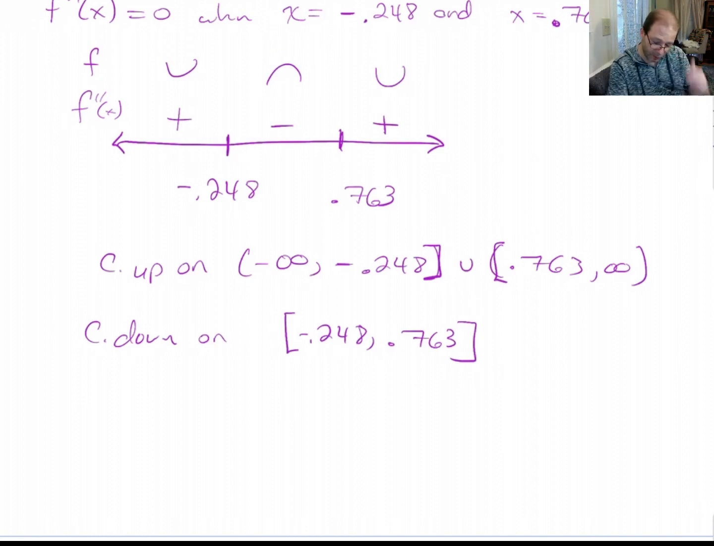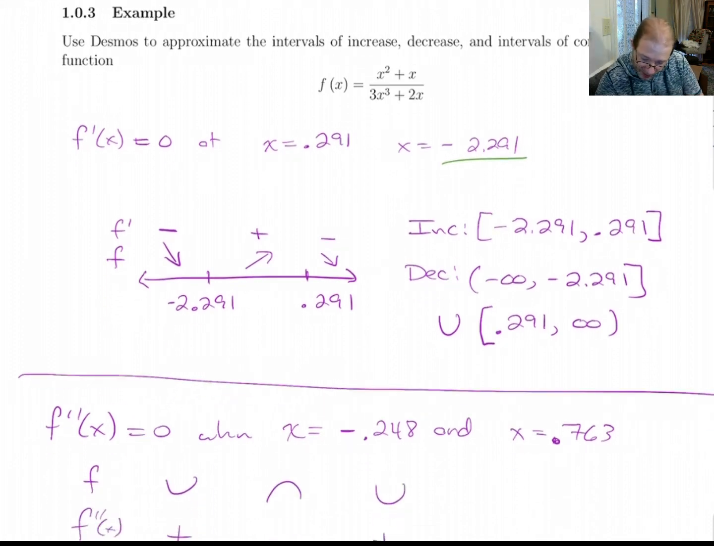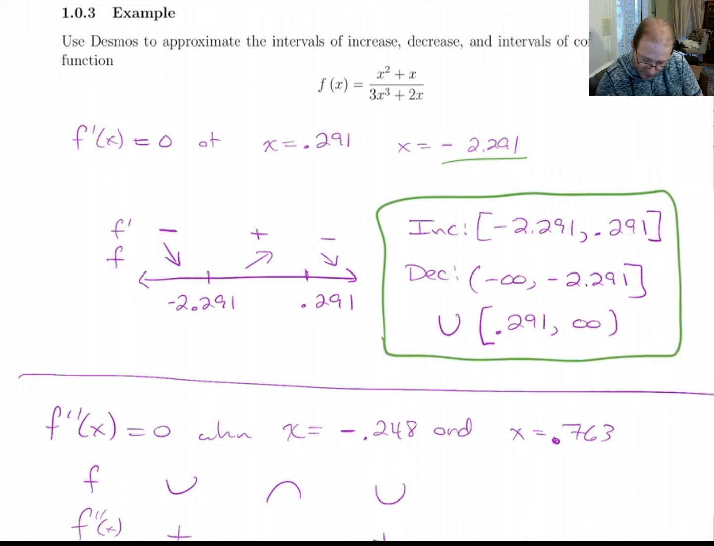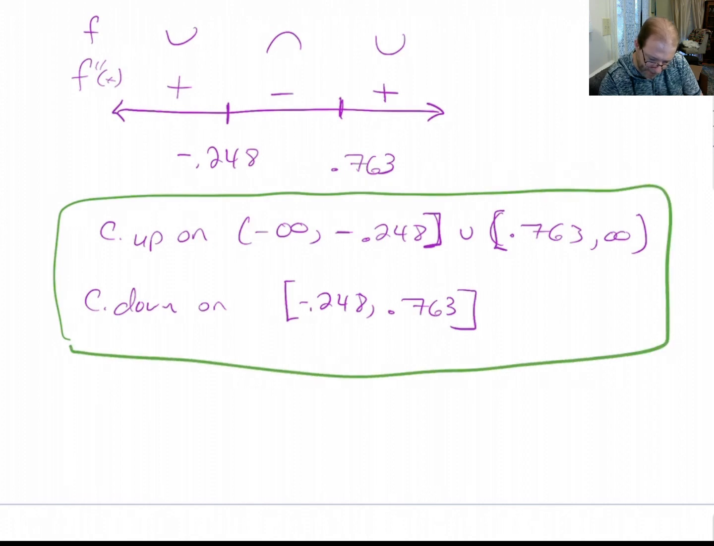All right, so using Desmos can really help us out here. I tried to pick a function that would be an ugly thing to take the derivative of. In all honesty, this one probably wouldn't have been that bad. We'd have to use the quotient rule on it. But we can definitely use Desmos to do this and get these approximations. And I guess I should put a box around my answers. These are my intervals of increase and decrease. And these are my intervals of concavity. All right, I think that'll do it for this section.